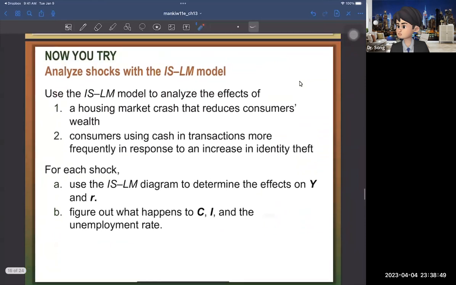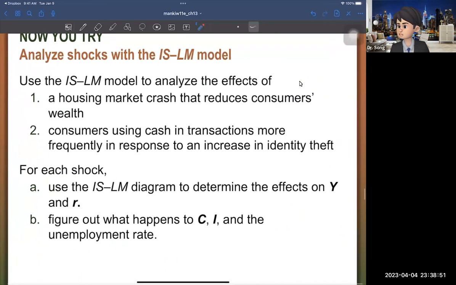All right, so here, let's cover this example. Use the IS-LM model to analyze the effects of the housing market crash that leads to consumers' wealth going down. Well, that affects the IS, right? The IS curve shifts to the left because consumers' wealth goes down, then people consume less. That affects the goods market equilibrium. So that means the IS curve shifts to the left.